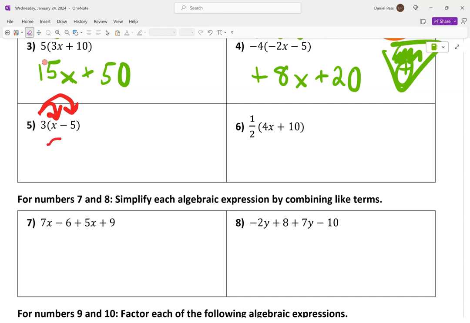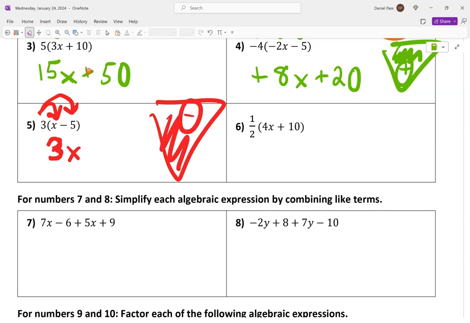and you get positive 3x, and then you multiply the negative 5. Careful, careful. Hold on a second. Trying to make this 3 look decent. Okay, next. And then you multiply the negative 5, and you get negative 15. Very good. You get negative 15. Are we done? Yes, we are. Very good.